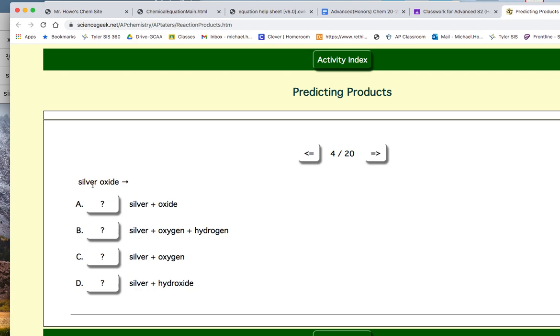This one is a straight up decomposition, so it's going to make silver and oxygen. Remember that the oxide is called IDE. It ends in IDE when it's in a compound, but when it's by itself, it's just a plain element. You call it oxygen.